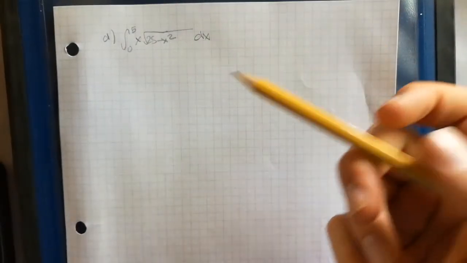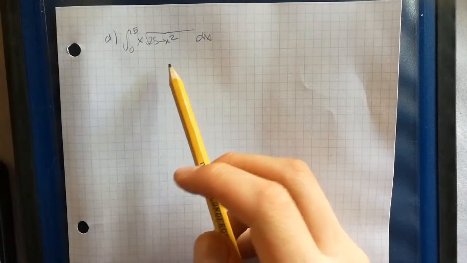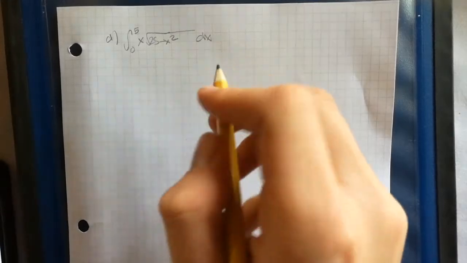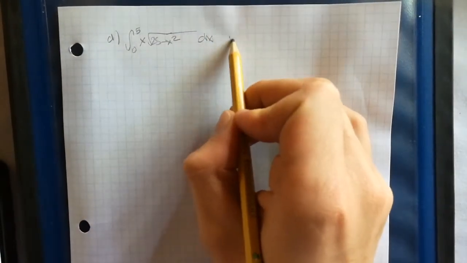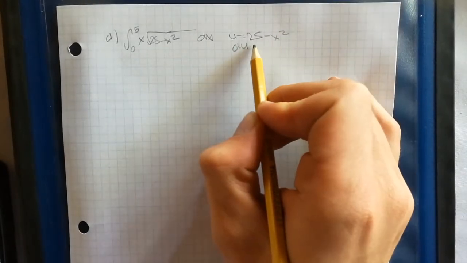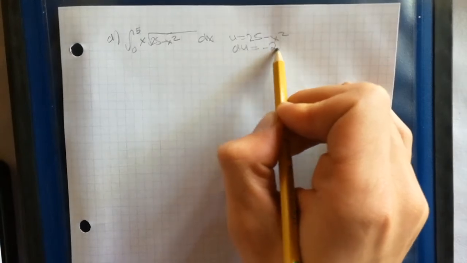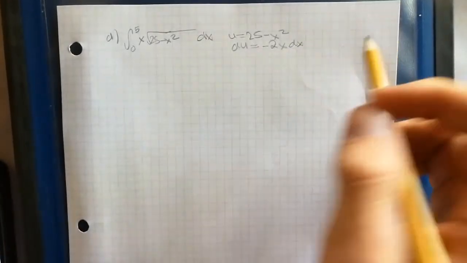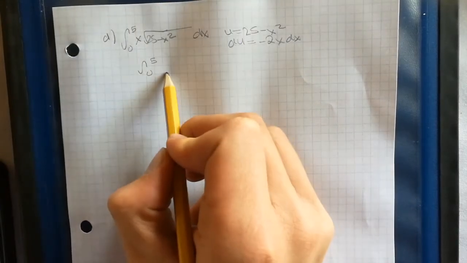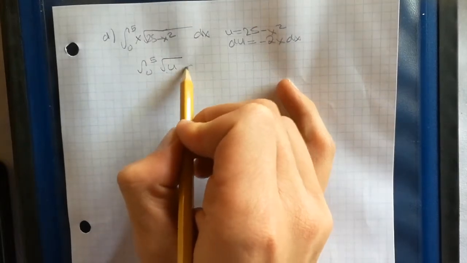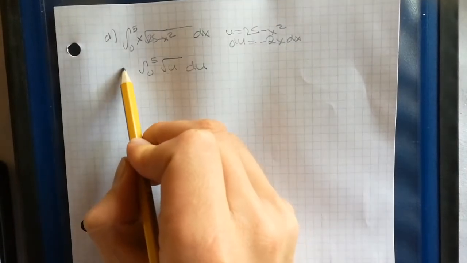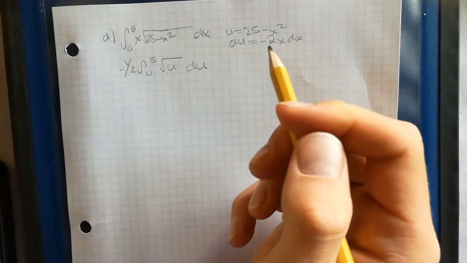For part D of this problem, we have to do the integral from 0 to 5 of x times the square root of 25 minus x squared dx. First, we have to use u-substitution for 25 minus x squared, and differentiate it to find du. Once we have that, we can substitute it in. Since du is -2x, we need to add -1/2 out front to balance it out.